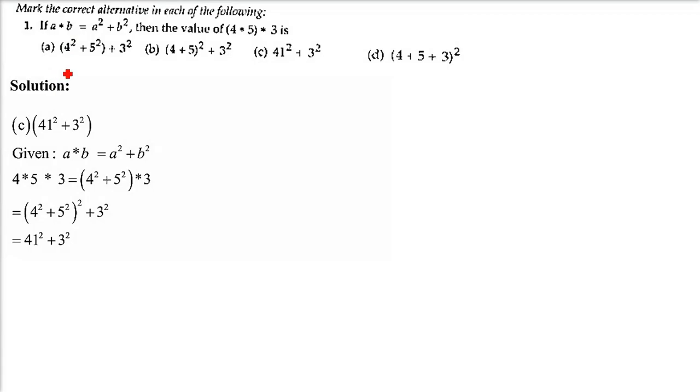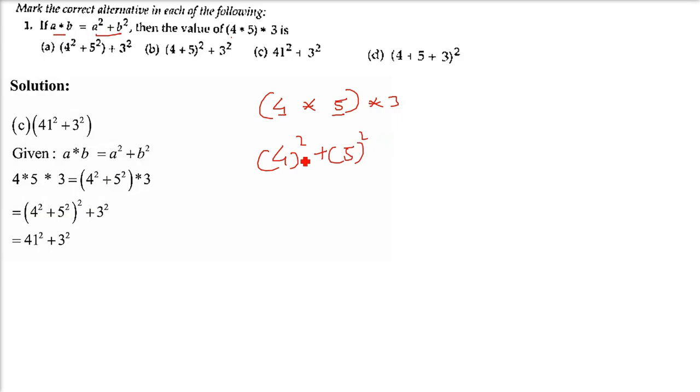The first one is, if A star B equals A squared plus B squared, then the value of 4 star 5 star 3. Now this question and the fifth question are exactly same. So we are doing this 4 star 5 star 3. So 4 star 5 is A squared plus B squared, so 4 squared plus 5 squared. In place of A you will put 4, in place of B you will put 5.